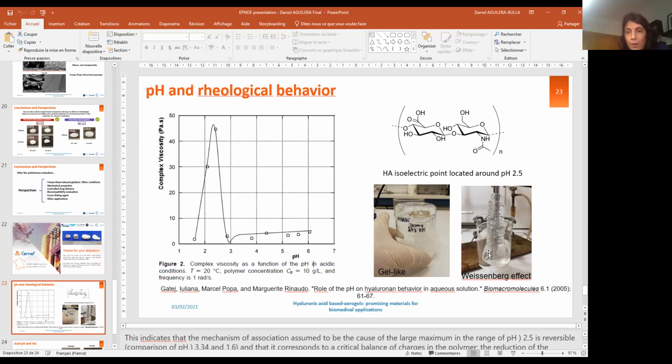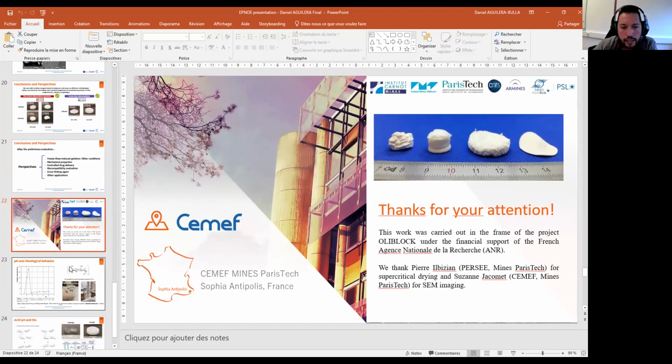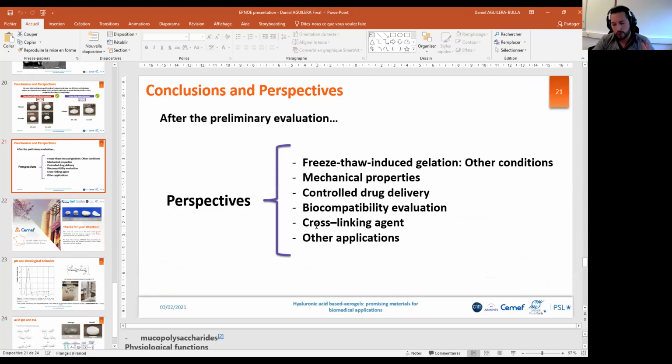Okay, thank you for your clarification. And we have another question: do you expect that your aerogels dissolve in contact with the wound exudate? Yes. Actually, we already made some preliminary tests of the solubility. The materials are soluble. For that reason, in the perspective, we have to see what happens when we use a cross-linking agent.